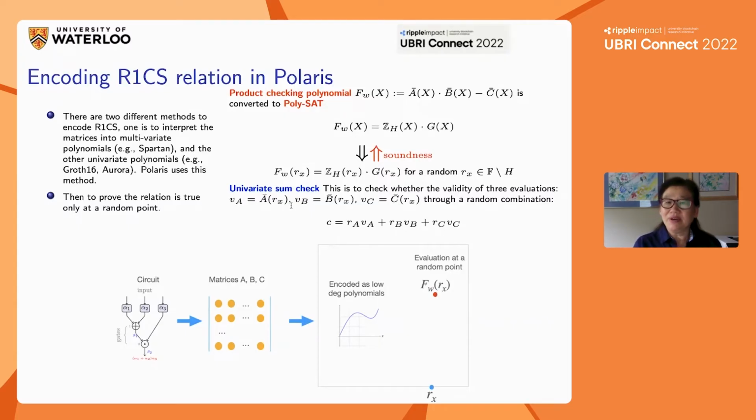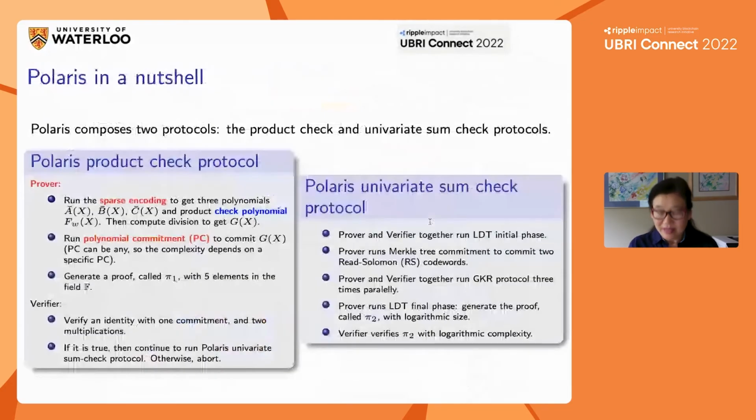And the second will be the univariate sum check. So this tries to prove these three relationships. Okay, in order to prove these three relationships, this means left input evaluated at a random point, right input evaluated at a random point, and this is output evaluated at a random point. So this is through a random linear combination. Okay.